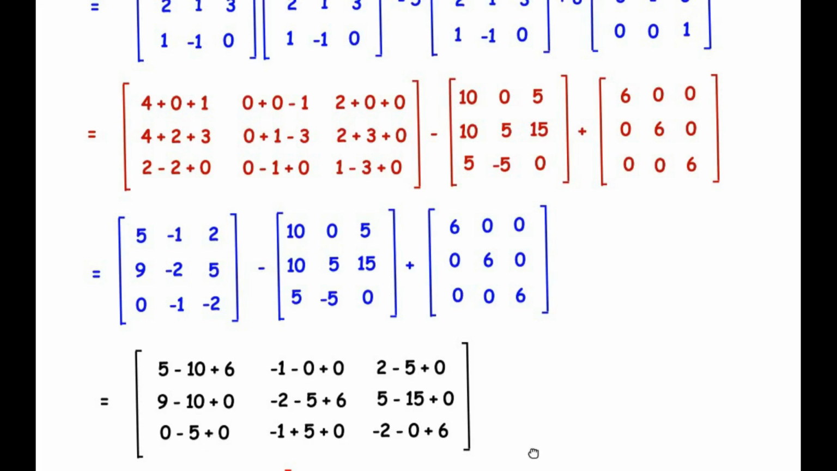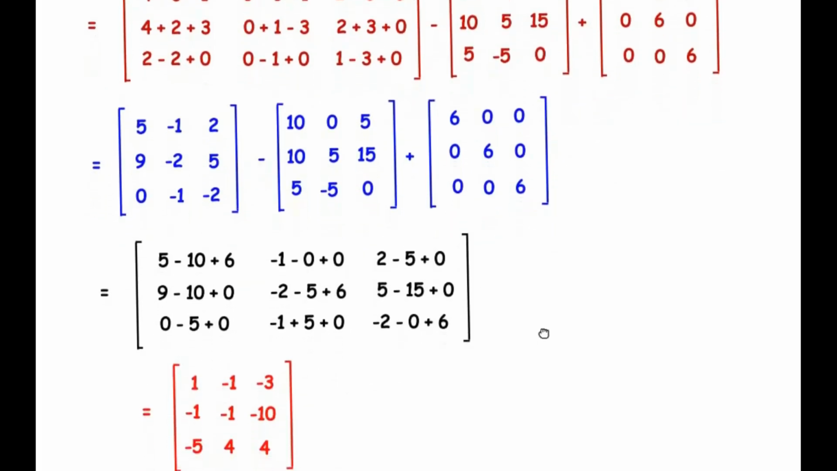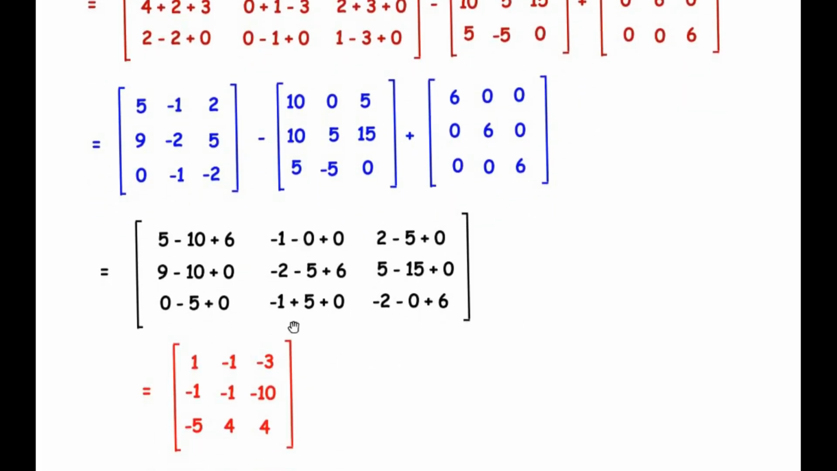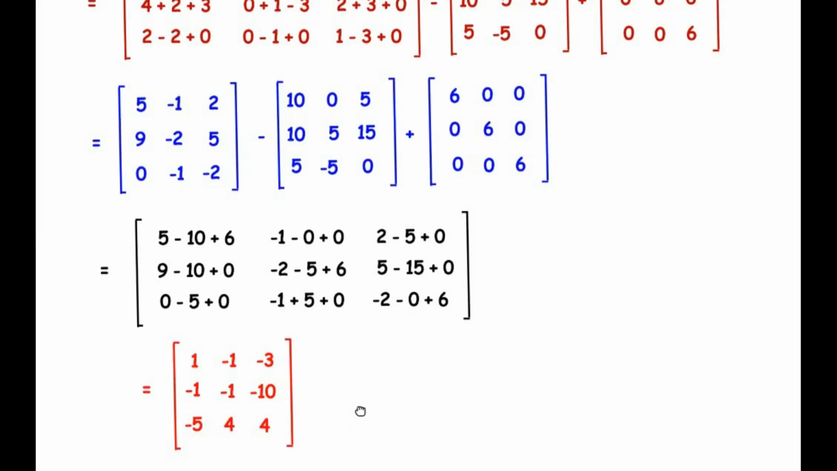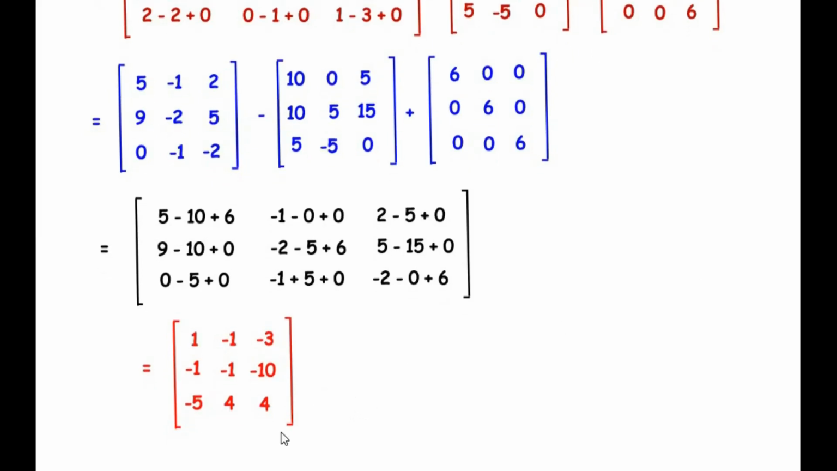Now this simplifies as 5 minus 10 plus 6 is 1, minus 1, 2 minus 5 is minus 3, 9 minus 10 is minus 1, minus 2 minus 5 plus 6 is minus 1, 5 minus 15 is minus 10, minus 5, 4 and 4. So this is the answer for the above matrix.